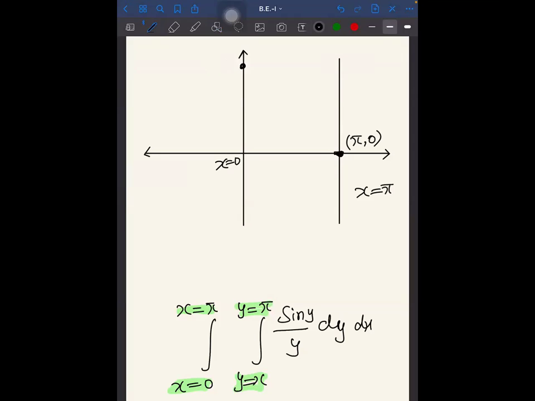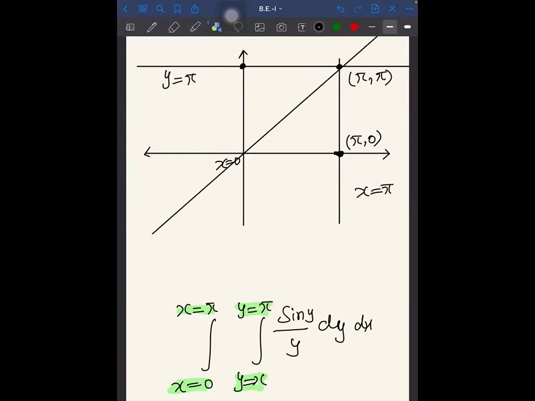And now we have next y is equal to pi. So y is equal to pi means what? A line which is parallel to the x-axis. Yes. So this is your y is equal to pi. And of course, you know that this is the point which is (pi, pi). Right? And next is the y is equal to x line. Right? So the y is equal to x line will of course pass through from here. Okay?